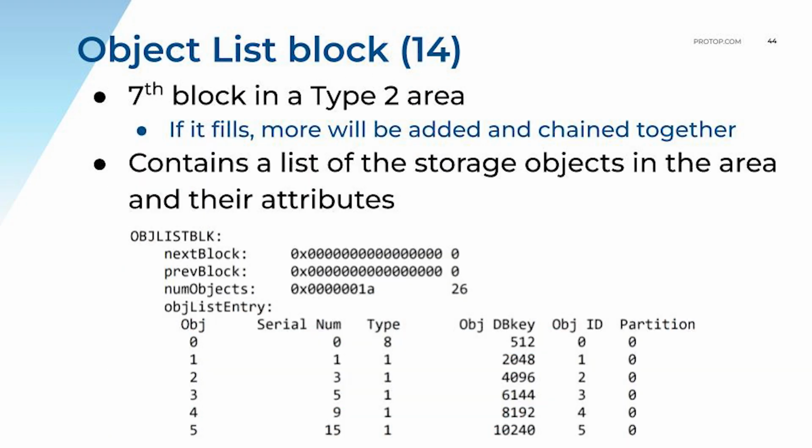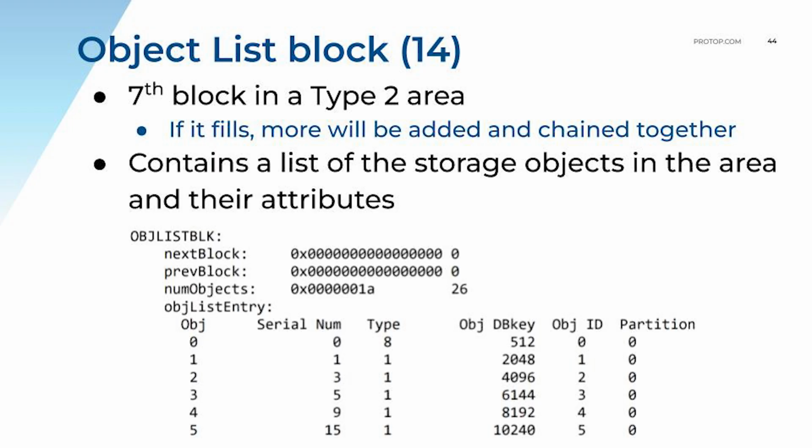I mentioned the object list block earlier. This is a type 2 specific block type. It's always the 7th block in a type 2 area, and it contains a data structure called the object list block. It's a listing of all the storage objects and some of their attributes, like the DB key of the object block and the object ID and object type. Note that there's also a line item for the area itself. That's what type 8 means. And there are pointers here to next block and previous block. So these also have chains, but again, they're not implemented in the header. They're implemented within the payload itself.